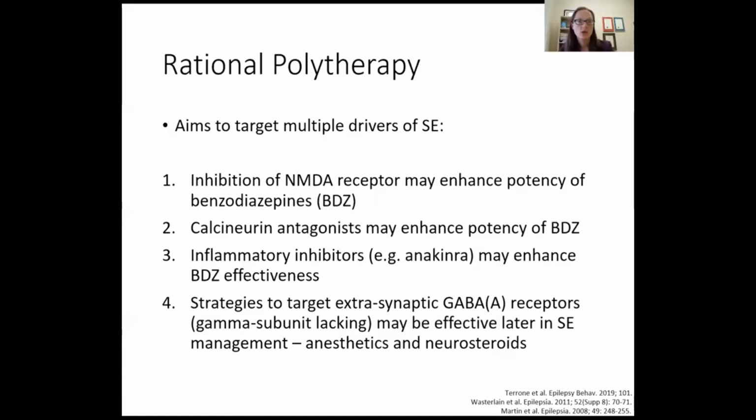Using inflammatory inhibitors such as anakinra that we just discussed may also help improve benzodiazepine effectiveness. And strategies can be used to target other pathways, such as GABA receptors outside of the gamma subunit containing receptors that are internalized. So the gamma subunit lacking GABA receptors may be targeted with anesthetics or neurosteroids, which may improve overall treatment responses.